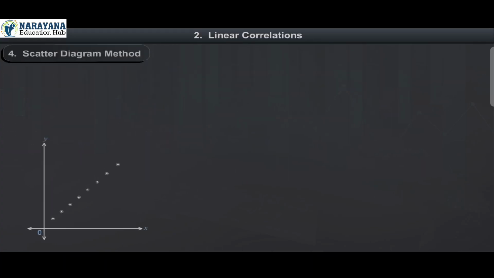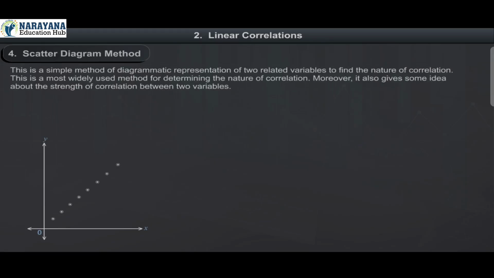4. Scatter diagram method. This is a simple method of diagrammatic representation of two related variables to find the nature of correlation. This is the most widely used method for determining the nature of correlation. Moreover, it also gives some idea about the strength of correlation between two variables.